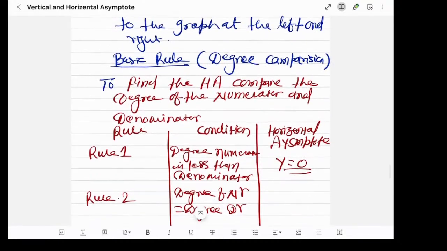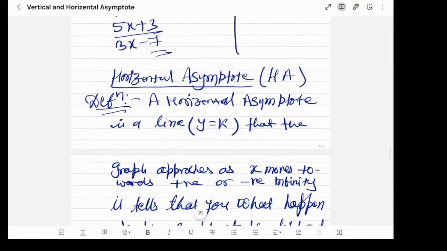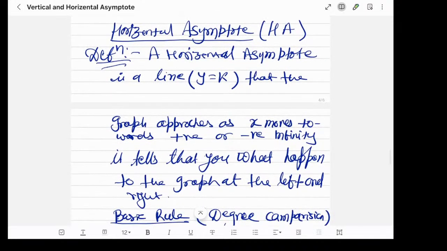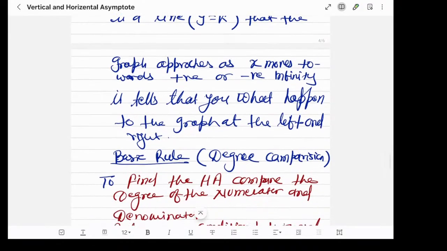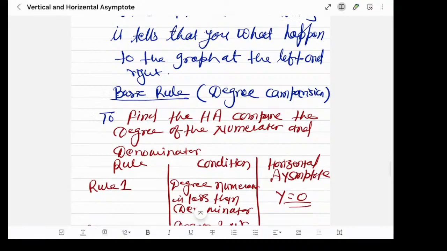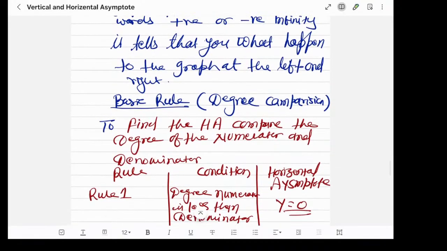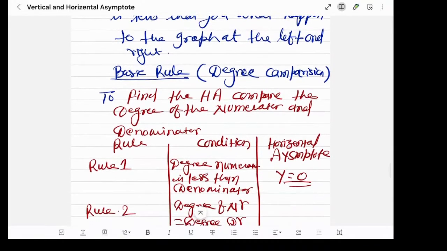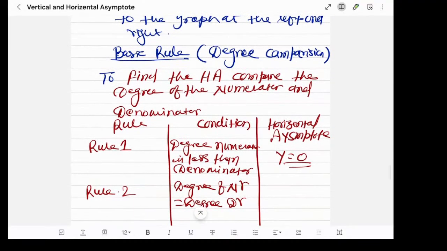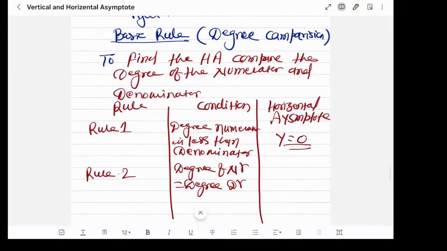Sorry for the disturbance. So we have to discuss the horizontal asymptote, denoted by HA. A horizontal asymptote is a line y equals k that the graph approaches as x moves towards positive or negative infinity, and it tells us what happens to the graph at the left or right. The basic rule for finding a horizontal asymptote is the degree comparison.